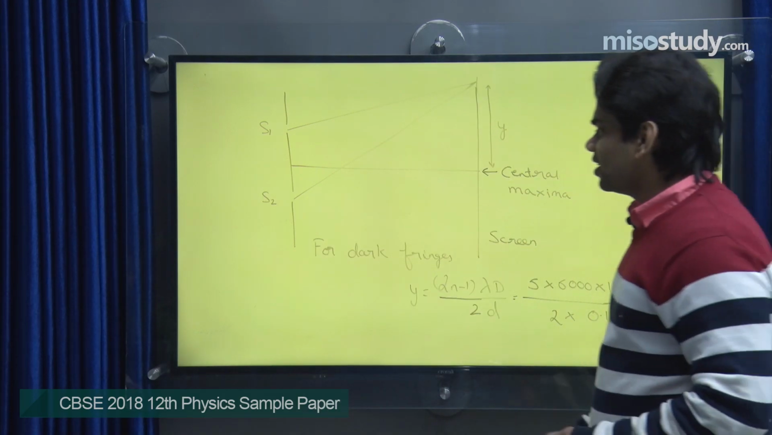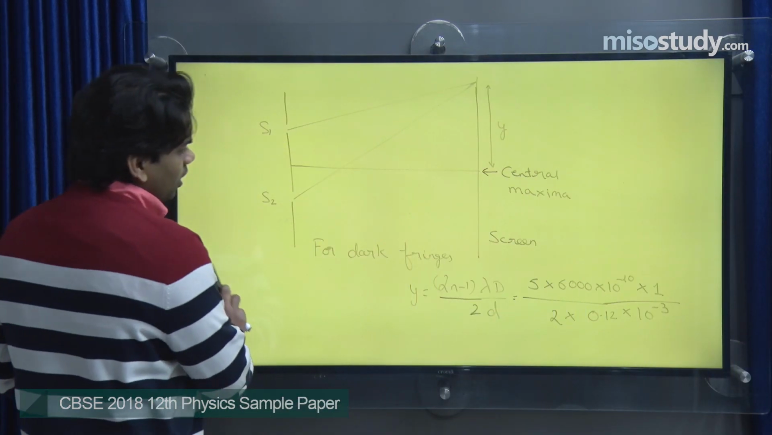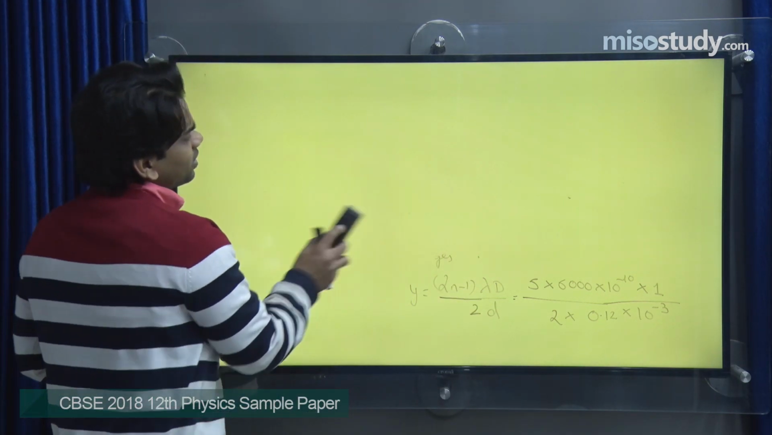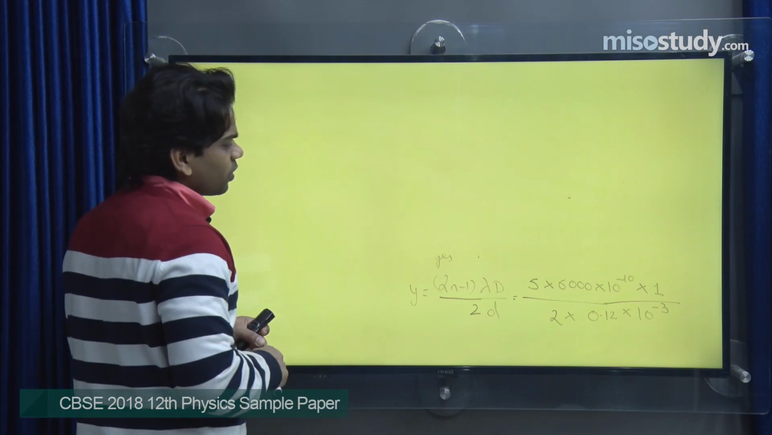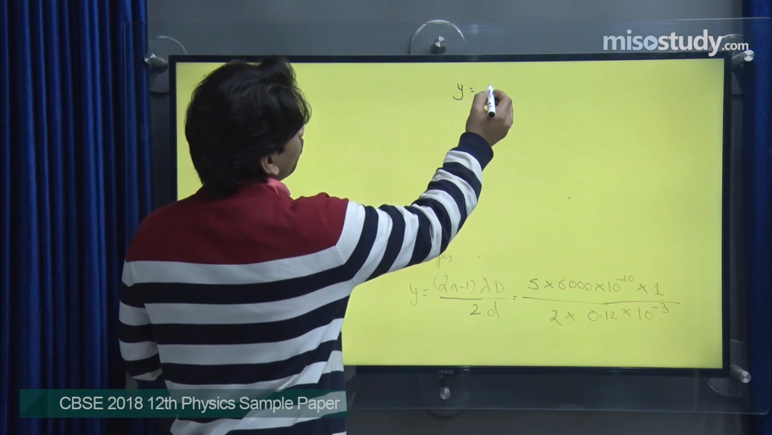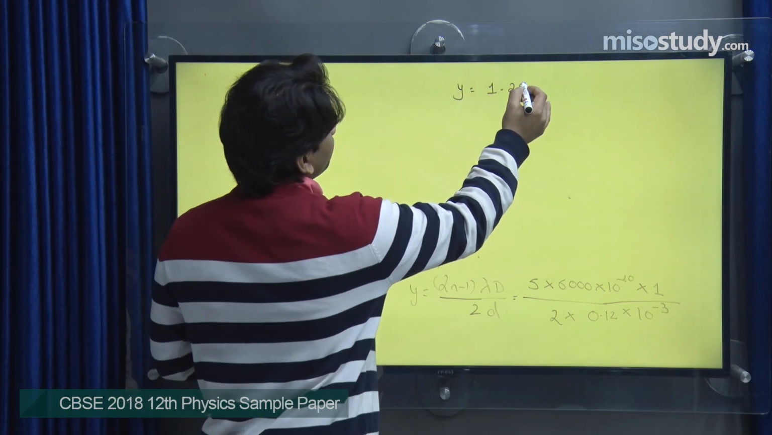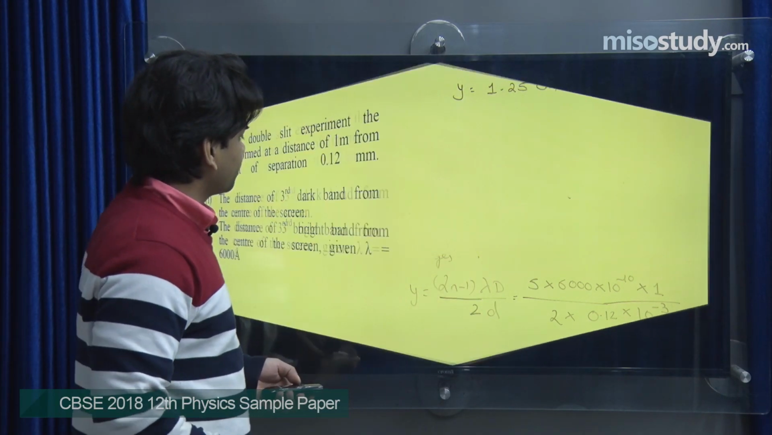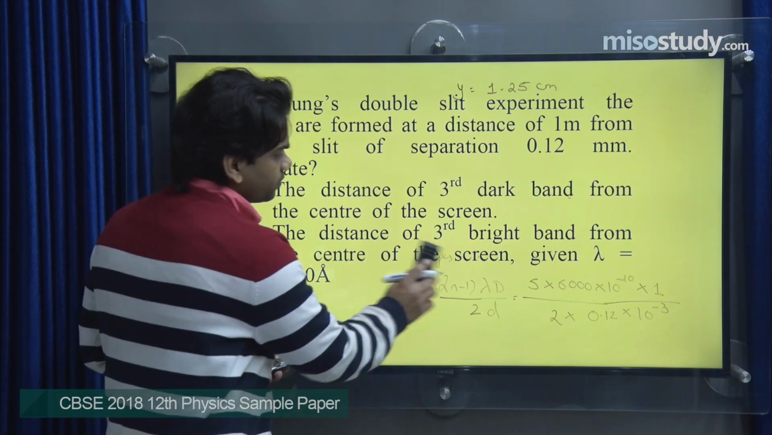Okay, now you would have easily calculated this value, and that will come out to be 1.25 centimeter, which I am writing here. This y value will come out to be 1.25 centimeter. Now the second part of the question reads as, let me rub this part, it's not required.